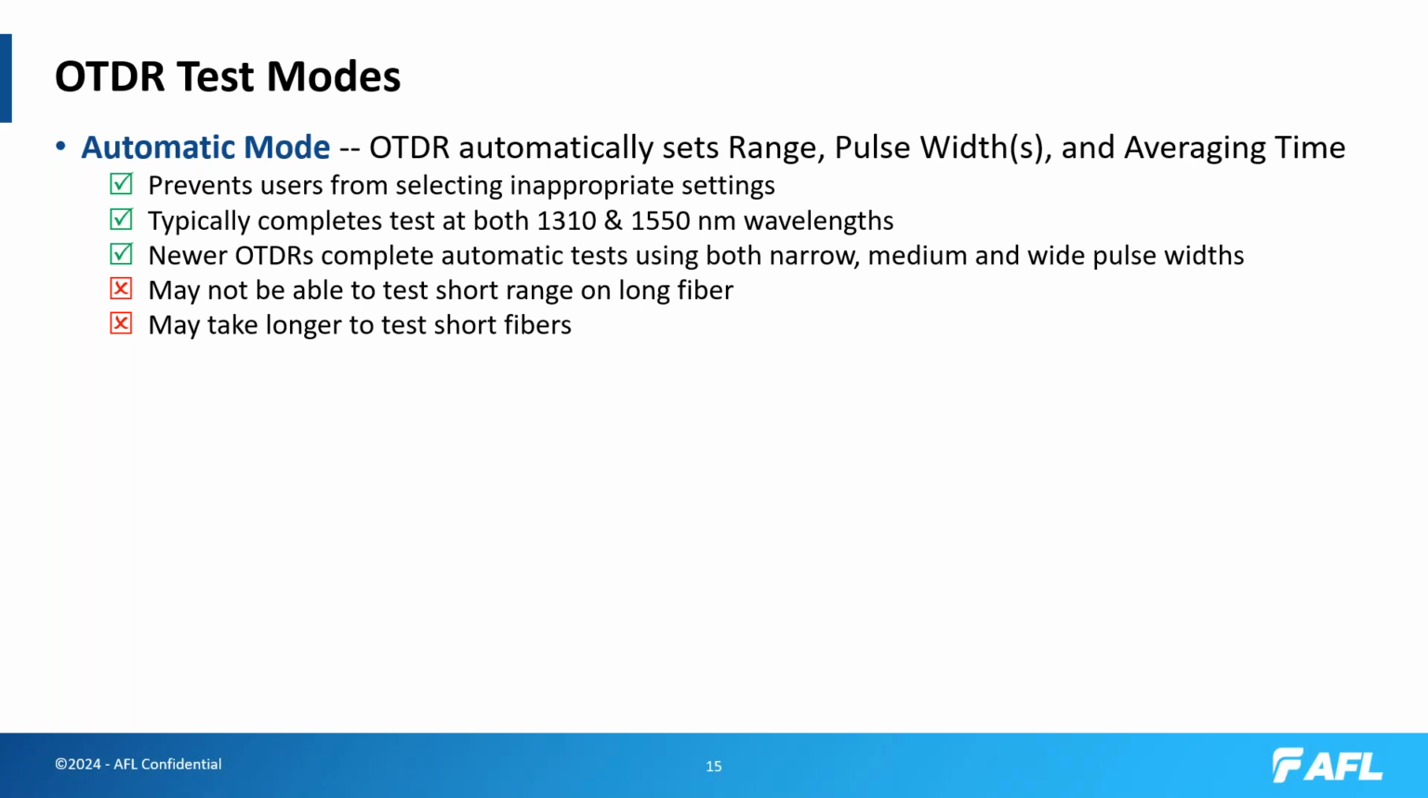It typically will complete the test at both the 1310 and 1550 nanometer wavelengths for an out of service or dark fiber. It may also automatically complete a test at 1625 or 1650 nanometer on a live PON network. And those wavelengths will be used because they're out of band with respect to the operational wavelengths that are used to send traffic up and down the PON network.